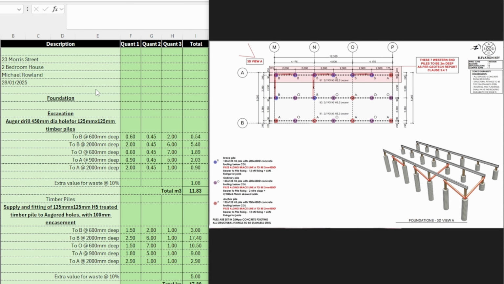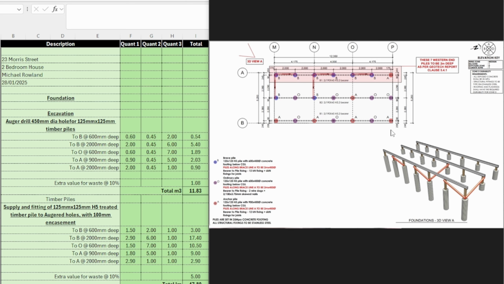So we're looking at the foundations now. As you can see in the picture, we need to apply a number of piles at different depths. So the first thing we do is the excavation. It's telling us on the drawing that some of the piles are at 600 mil deep and there are 450 mils. So we've got a number of piles which we need to put into the ground. We've got 3 kinds of piles, and there are various different depths that they need to go into. So we've got a brace pile, an ordinary pile, and an anchor pile.